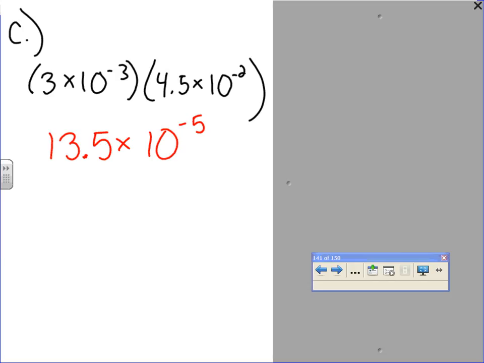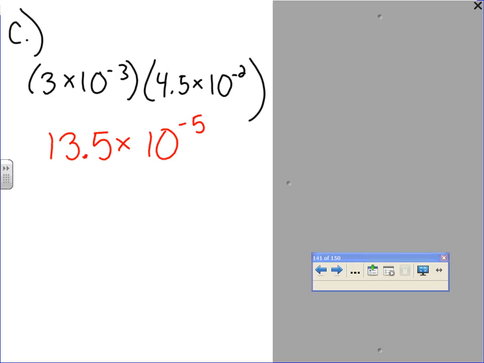See, more hands popping up here. What's wrong with this form? Zach, what's wrong? Say that again. You're in scientific notation, you're allowed to have a negative exponent. That's the only time you're allowed. Annalise, what's wrong? Nope. Emma? 13.5 is more than 10. You are not allowed to have scientific notation in this form.